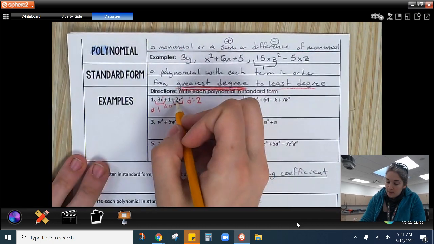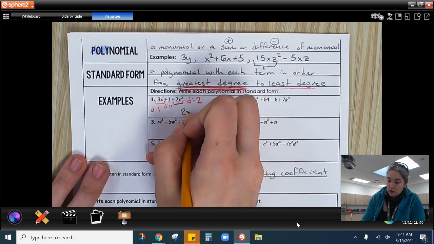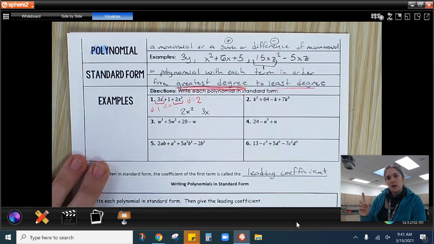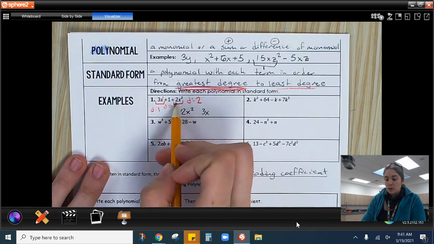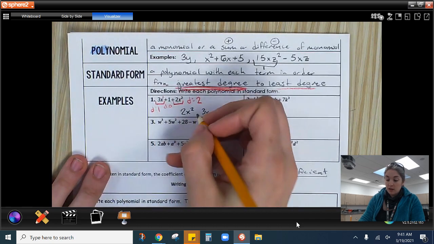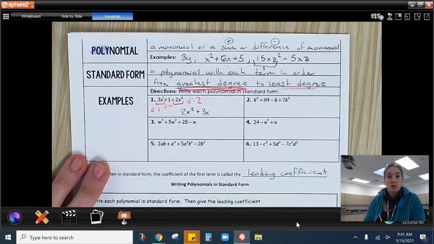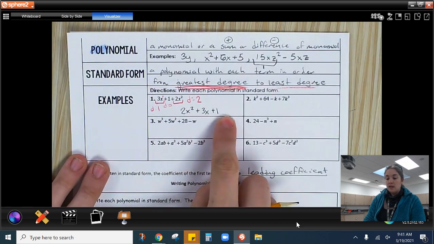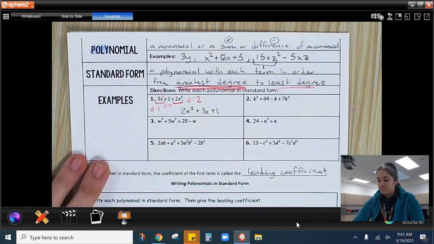So when I rewrite this, I'm going to rewrite my 2x squared first. Then I'll do a 3x. Now be careful here. We know that this 2x squared is a positive, but what's this 3x? Is it positive or negative? If it does not have a negative sign written there, then it must be a positive, all right? So make sure you remember, think about, is it positive or negative when you rewrite it? And then we're going to finish off with our plus 1. So that is the standard form of this polynomial.